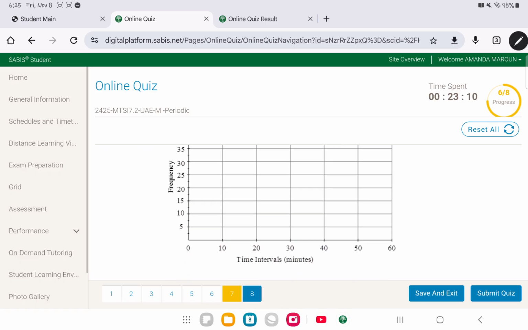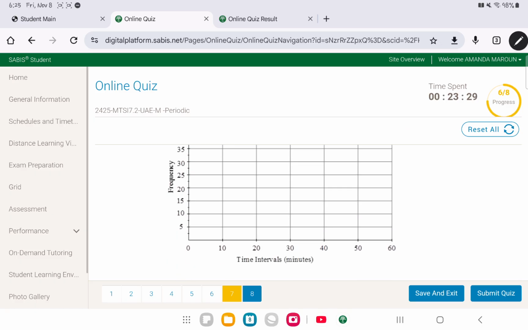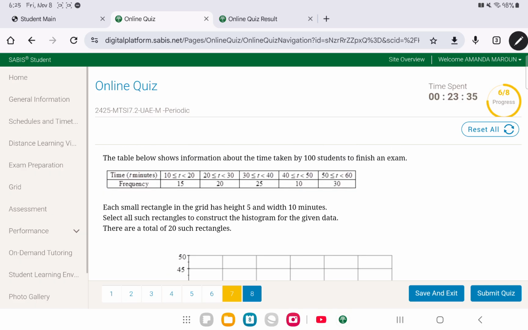So looking at the graph, you see they gave us the frequency and they gave us the time intervals in minutes. What we are going to do is we're going to look at the time intervals. First thing they tell us is that from 10 to 20, time interval 10 to 20, we have a frequency of 15. So we are going to go down. We're going to see 15 is over here. So we're going to take 1, 2, 3 blocks. Okay? We go up again.